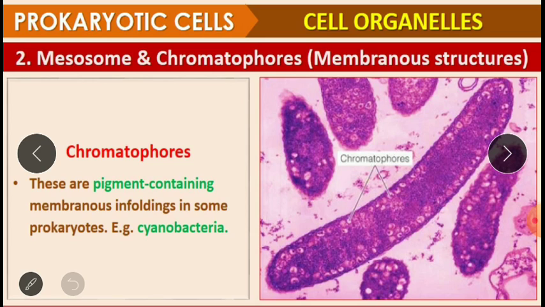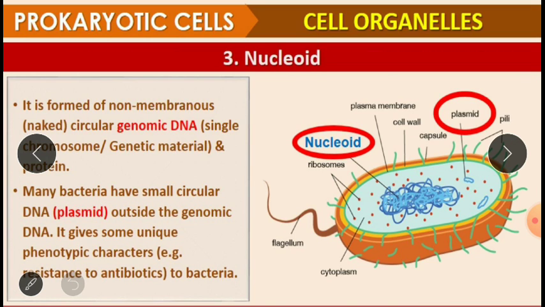The chromatophores are pigment containing membrane infoldings in certain prokaryotes, not in all. For example, in the cyanobacteria, we have the chromatophores. Chroma means color, so chromatophores are pigment containing infoldings in the membranes.